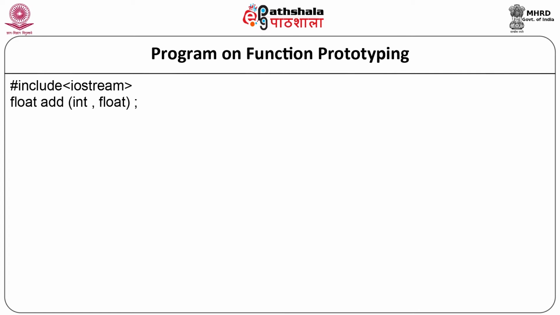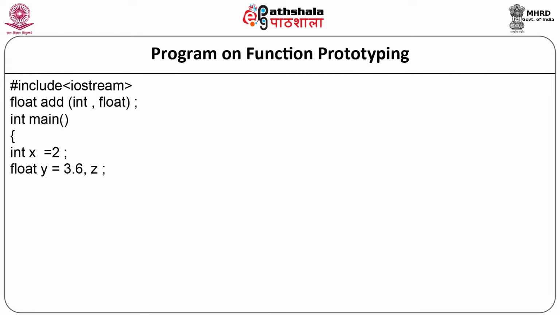We will include the file iostream, then there is a function prototype, float add(int, float). So here add is the name of the function. It will accept two parameters, one of type integer, the second of type float, and it will return a float value. Now we will start with the main function.